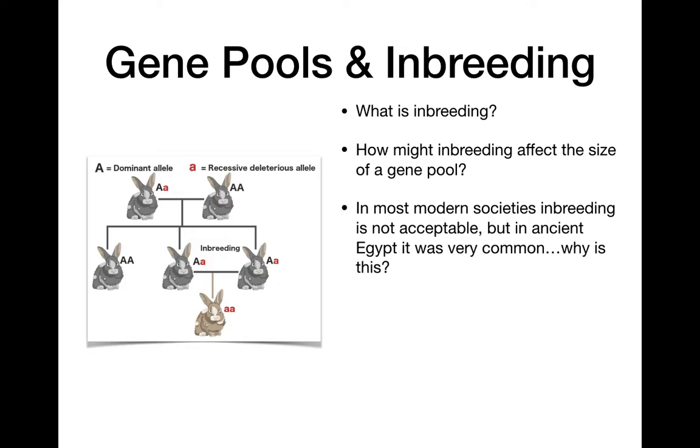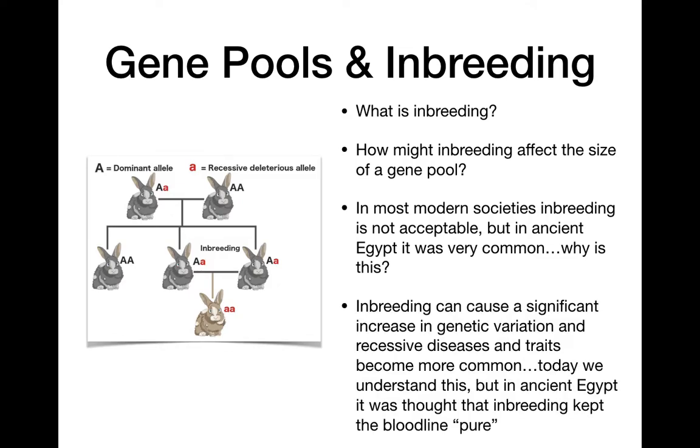Now, in most modern societies today, inbreeding is not acceptable, but in ancient Egypt it was very, very common. Does anybody know with their history why this was common in ancient Egypt? Well, the big reason is that in Egypt it was thought to be keeping the bloodlines pure, that if a pharaoh married his sister, they would keep the bloodlines pure. But this actually caused lots of health problems. It has a huge decrease in genetic variation, of course, and then diseases and traits that are recessive and wouldn't show up normally become much more common. So today we understand this, but they didn't back in ancient Egypt.